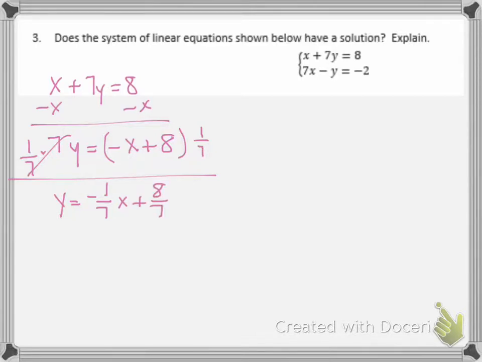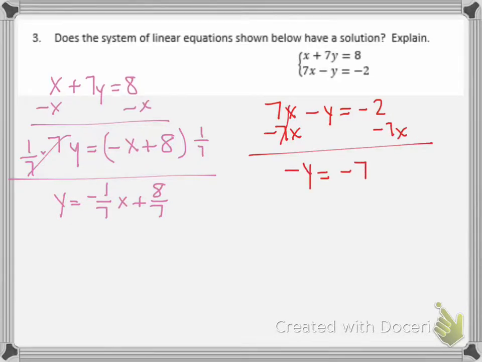Okay, there's the first one. And then the second one, let's give us a little more room over here. 7x minus y equals negative 2. Subtract 7x from both sides. That gives us negative y equals negative 7x minus 2. And then since I just have negative y, I can just flip all the signs. Positive y equals a positive 7x plus 2. And there's our equation.